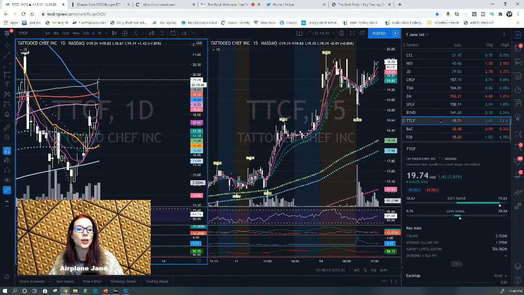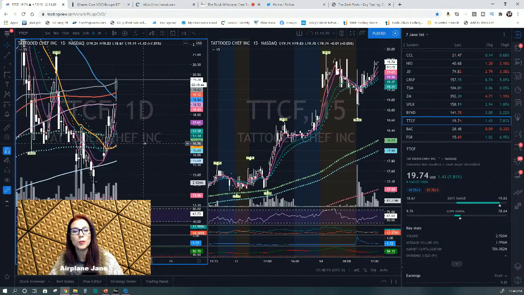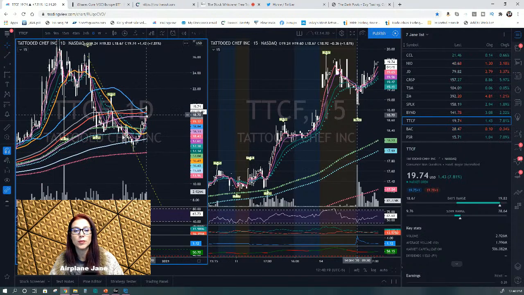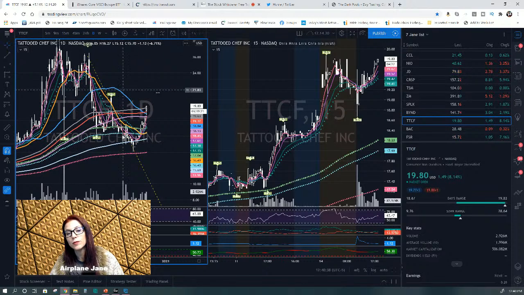TTCF, another one similar to Beyond Meat. This one is lower float. We are up above the 50 simple moving average, and that 50 is starting to flatten out, so it's starting to look a little bit healthier. And if this is able to break that $20 mark, we're very quickly probably going to see a 22 and then 24 test. You can see 22 was support, flipped to be resistance, and then likely 24.